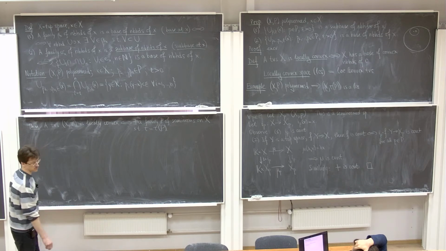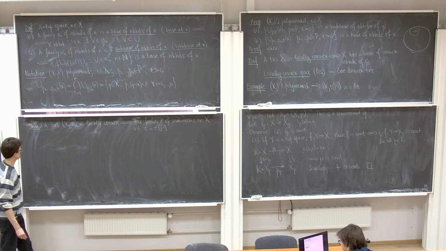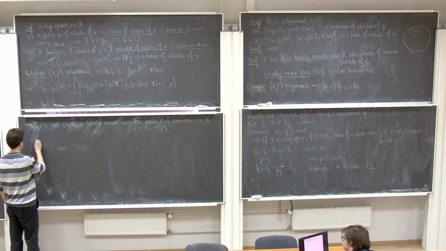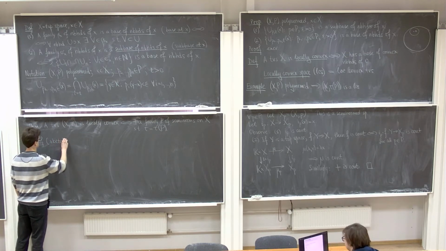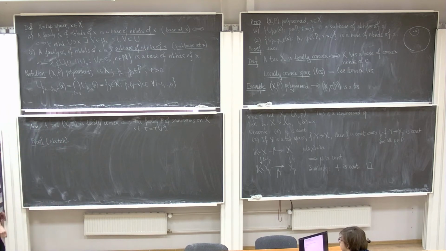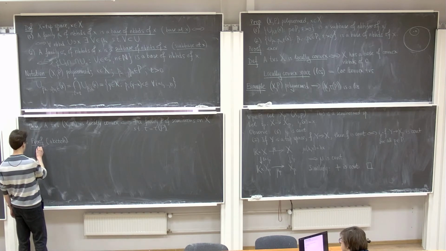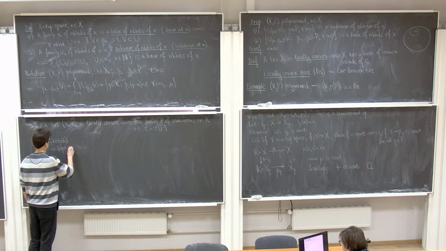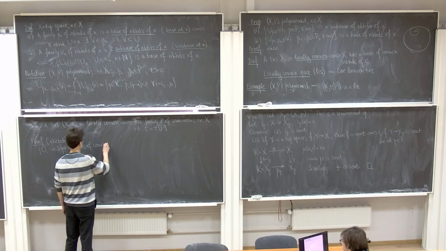So the topology on a topological vector space is locally convex if and only if it is generated by a family of seminorms. I'll give you a sketch of proof. The details will be exercises for you. So first of all, we start with a base of convex neighborhoods of 0. So suppose that Ui is a base of convex neighborhoods of 0.